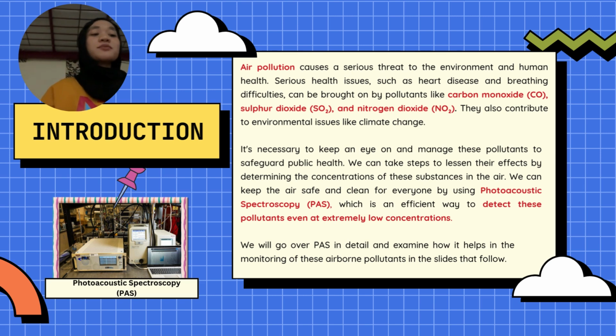PAS also has an impressive detection limit, reaching ppb to ppt, which makes it highly sensitive for monitoring pollutants in the atmosphere. Other than that, it also allows for real-time monitoring, providing immediate results, which is critical in environmental health management. This is particularly used for detecting harmful gases such as carbon monoxide, sulfur dioxide, and also nitrogen dioxide.